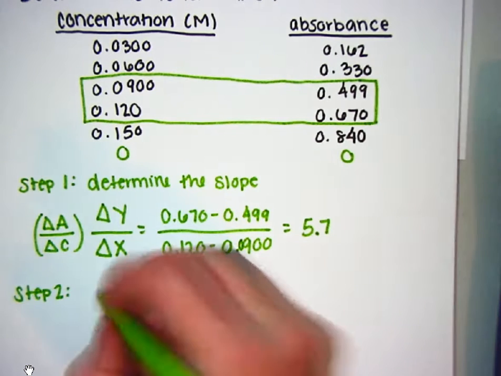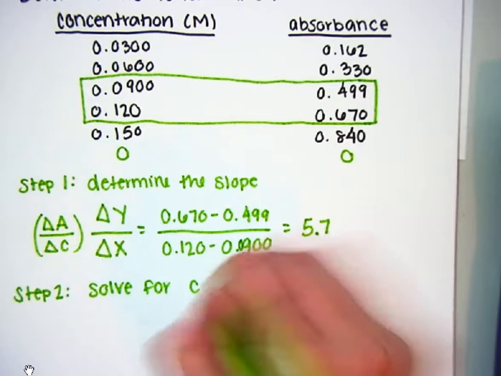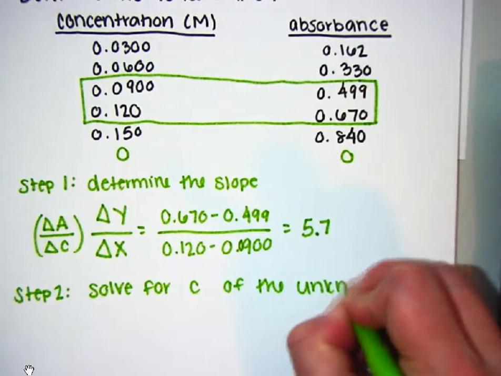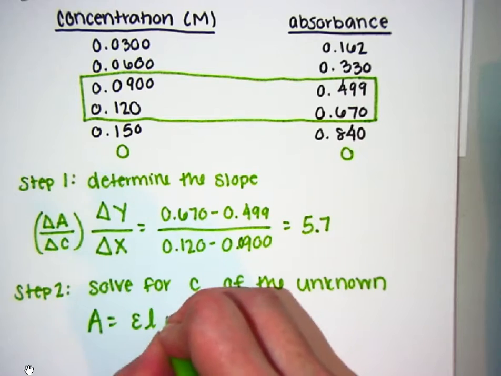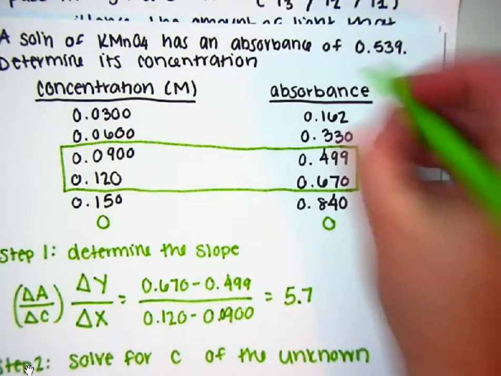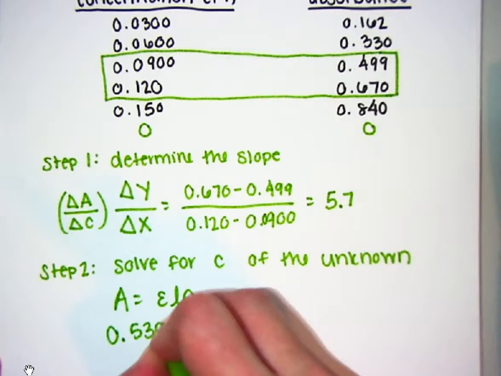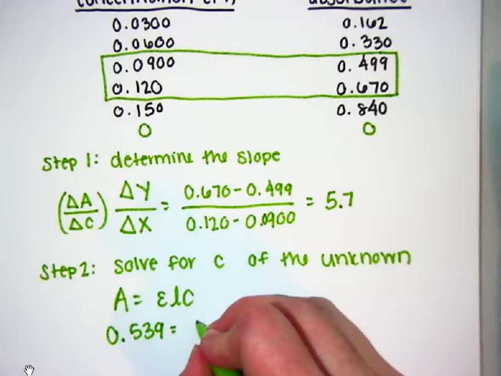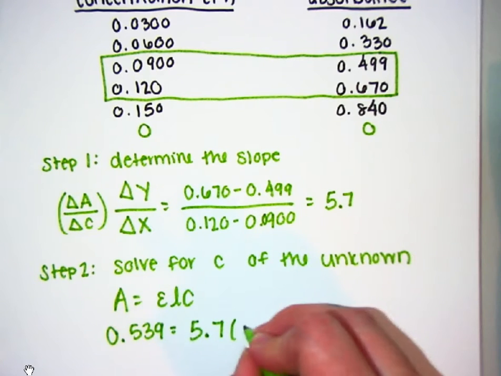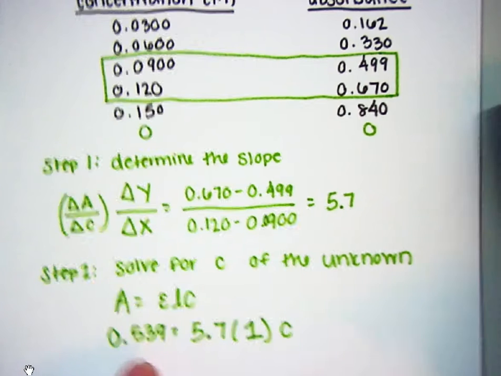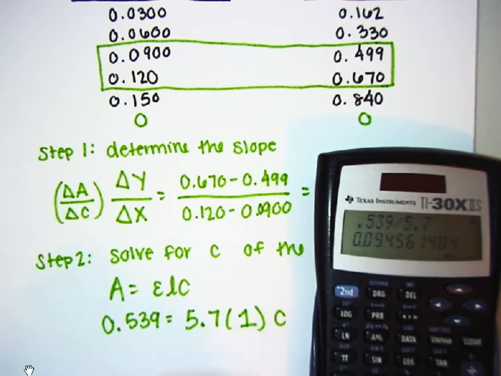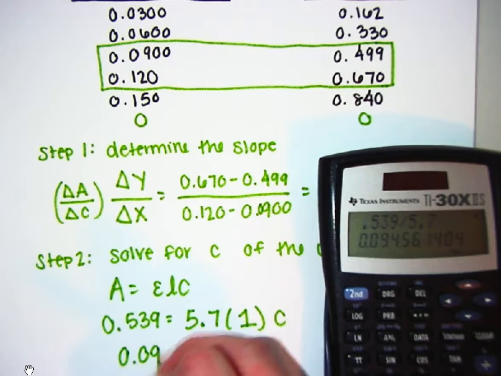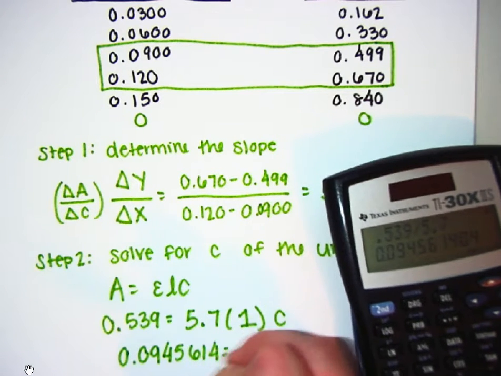Step 2, we're going to use our Beer's law equation to solve for concentration. The absorbance of the unknown is 0.539. My epsilon is the slope, which I got 5.7. We're always going to assume that length is 1 times my concentration, and now I can solve for concentration. 0.094561, etc.